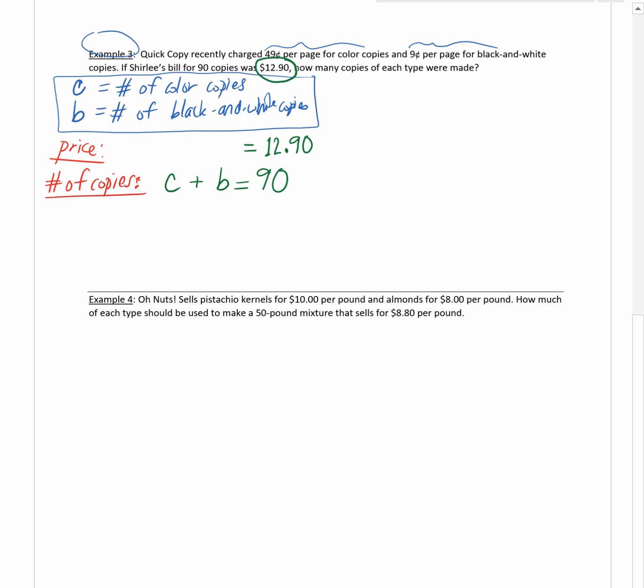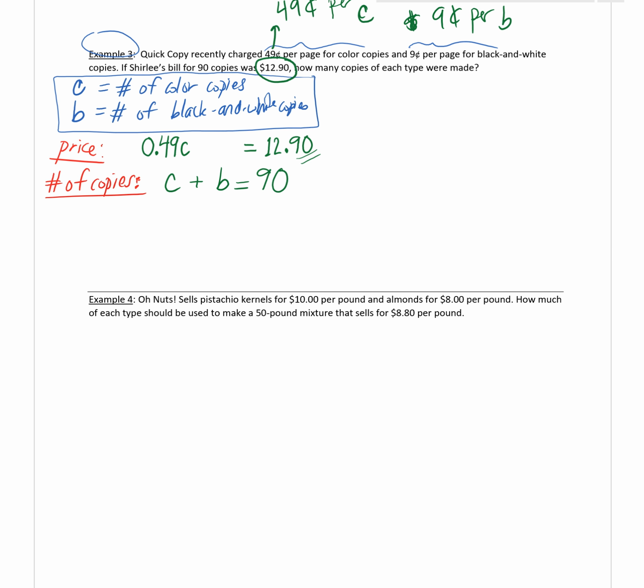Well, keep in mind, it's 49 cents per color copy, which we called C, and then 9 cents per black and white copy, B. So if C is the number of color copies you made, to figure out how much you're paying, you multiply 49 cents times the number of copies you made. But I'm not going to put 49 cents, I'm going to put $0.49, because the number on the right side here, $12.90, is in dollars. So I better not put just 49 cents.